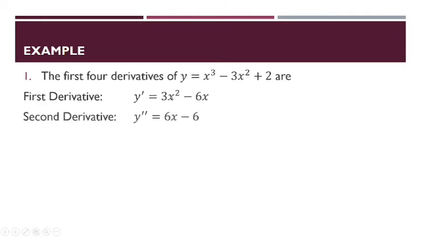Second derivative, the derivative natin yung first derivative. So we have 2 times 3 is 6. So x na lang yun. And we have a constant multiple. So yung constant na lang matitira.